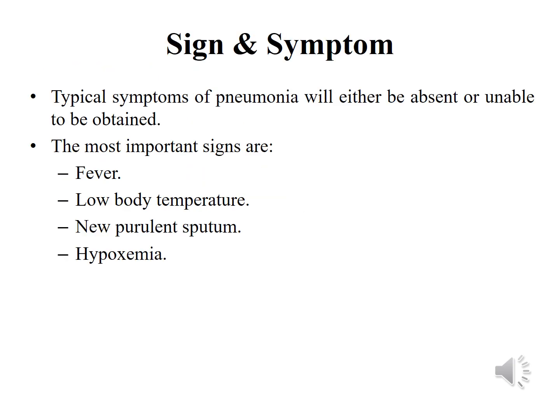Signs and symptoms. Typical symptoms of pneumonia will either be absent or unable to be obtained. The most important signs are fever, low body temperature, new purulent sputum, hypoxemia.